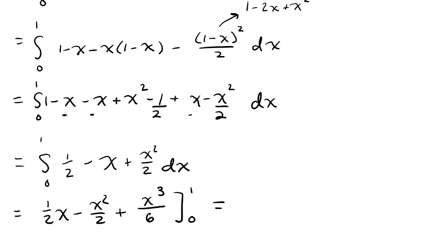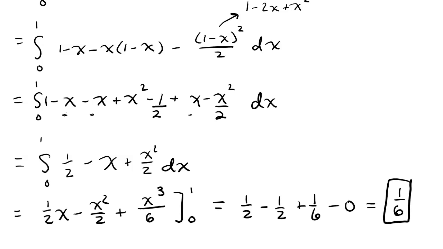So plugging in 1, we get a 1/2 minus a 1/2 and plus a 1/6. Plugging in 0, we just get 0. So after all the cancellations, we're just left with 1/6. And if we had units, that would be units cubed because it is a volume. So that's the volume of that kind of pyramid-shaped region, that solid that we had up above.